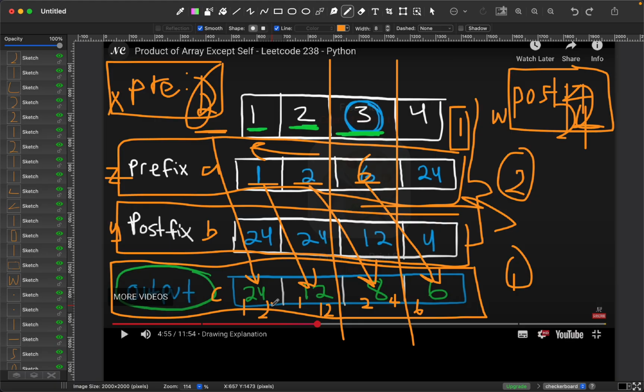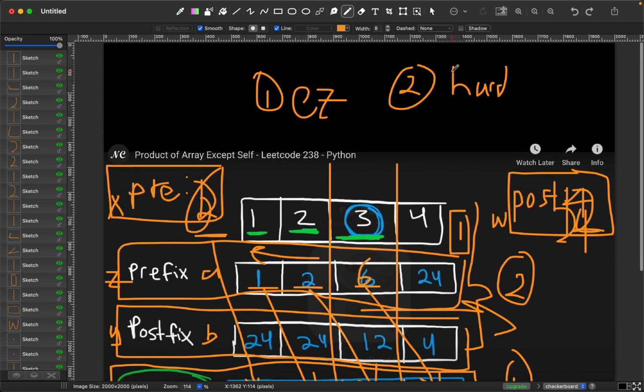24 is stored over here. And then as you can see, 1 times 24 is a 24, 1 times 12 is a 12, 2 times 4 is an 8, 6 times the imaginary 1 is the 6. So that's the solution for number 2. There you have it. Everything comes to an end.